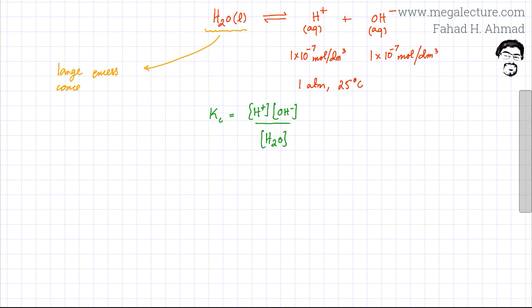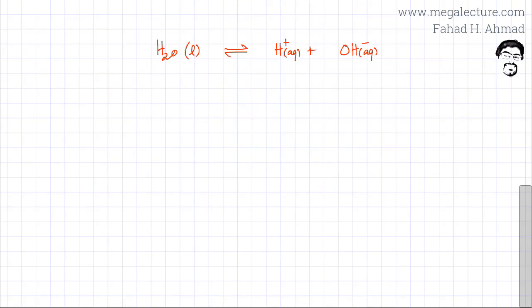So the concentration would hardly vary. It hardly changes, or you can call it almost constant. And let me show you in detail why, if some reactant is in large excess, its concentration almost becomes constant irrespective of where the equilibrium is shifting.